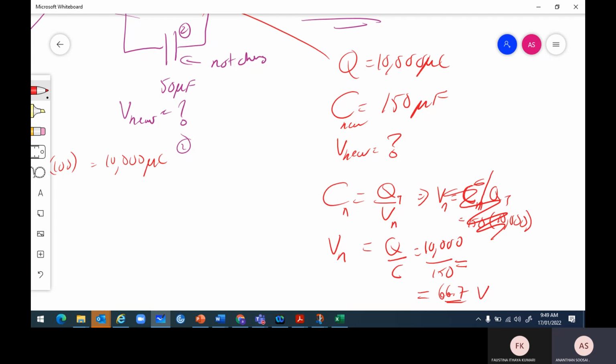So what do you need to calculate first? A charged capacitor is connected to an uncharged one. Remember, the total charge is here. Find the total charge first, and find the new capacitance. Since it's parallel, you know the total charge is the same. So you know the charge, you know the new capacitance, and you find the new voltage. Any questions?